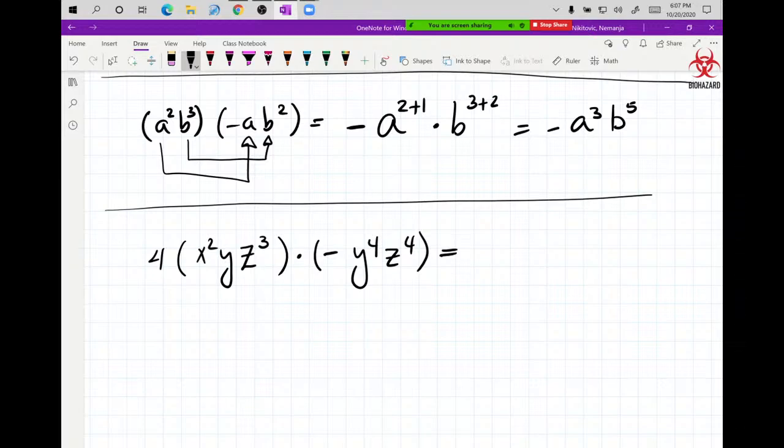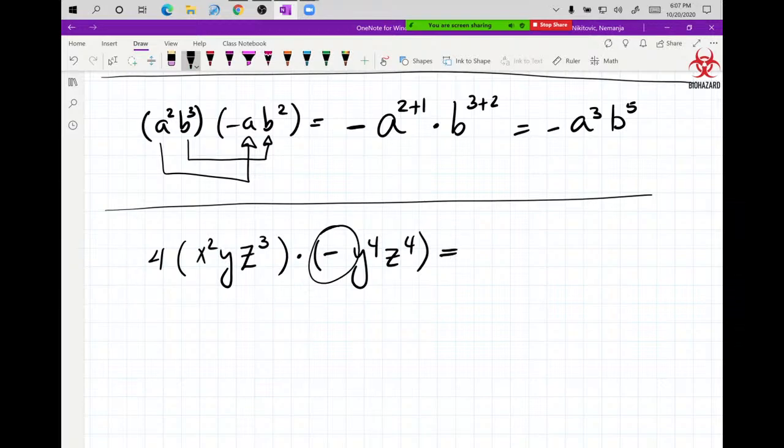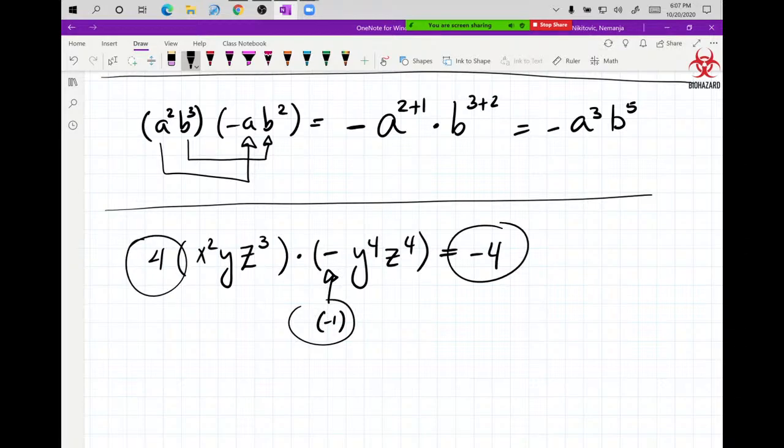Can anyone tell me where we should start? You distribute the 4 or no? Well, distribution is only when you have addition and subtraction. The 4 belongs to the whole thing anyway, and this negative also. So we can start by kicking negative 4 out. This negative you can also perceive as negative 1, so negative 1 times 4 is negative 4. That's another way you can deal with that.